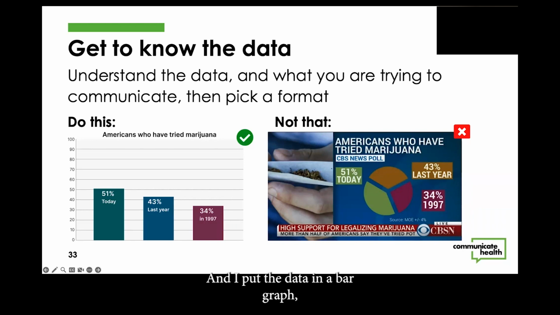And I put the data in a bar graph, as you can see on the left, which makes it a lot easier to see how the different pieces are connected. It also doesn't set the false expectation that this data adds up to 100%. And it just shows you side by side, this is the situation today, this is the situation last year, and this is what it was in 1997. So simply replacing that pie chart in the screenshot would have made this a lot easier to interpret.